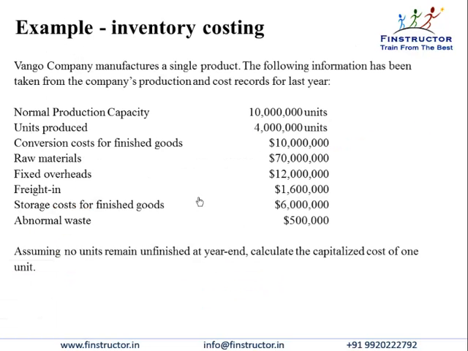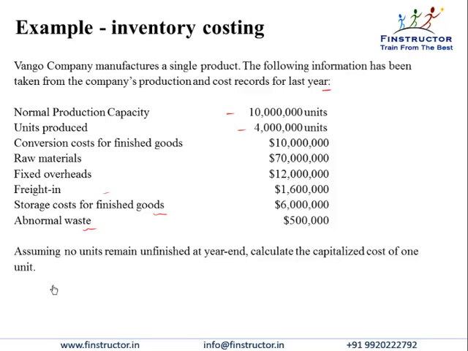So let's do an example and understand better. Wango Company manufactures a single product. The following information has been taken from the company's production and cost records for last year. So normal production capacity is 10 million units. In this period, they produced 4 million units. The conversion cost is given, raw materials, fixed overheads, freight inwards is mentioned, storage cost for finished goods, and the abnormal waste. Assuming no units remain unfinished at year end, calculate the capital cost of 1 unit.